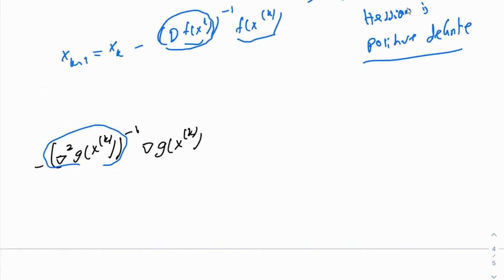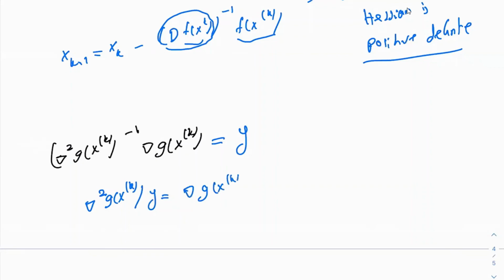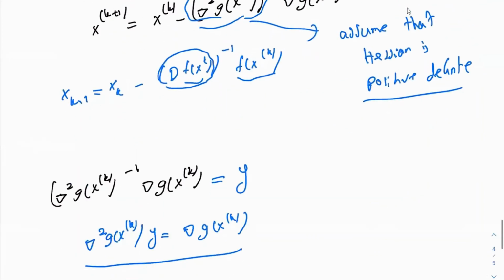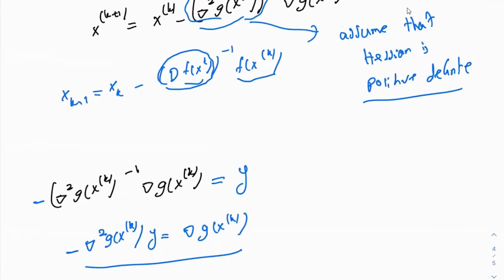So let's see. Usually the way we do that is we set this term equal to, let's say, y, right? So if you multiply both sides by the Hessian of g of x_k, you get the Hessian of g of x_k times y is equal to this. So you solve this system of equations instead of inverting the Hessian, right? And after you find the solution of that, let's say you solve it with a negative sign, the solution is y, right?